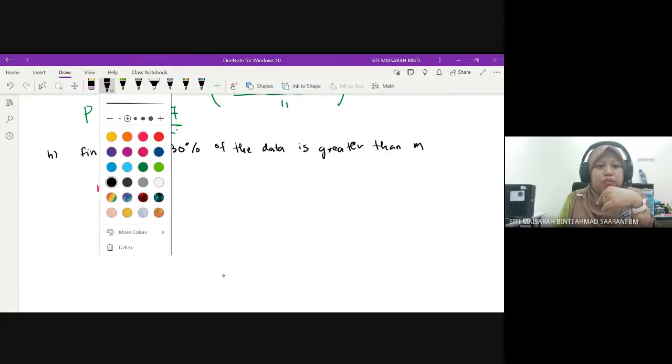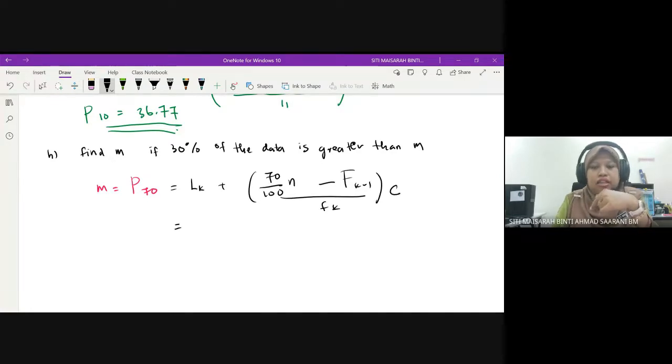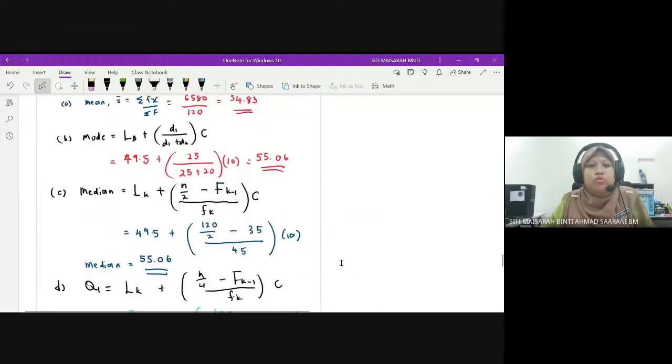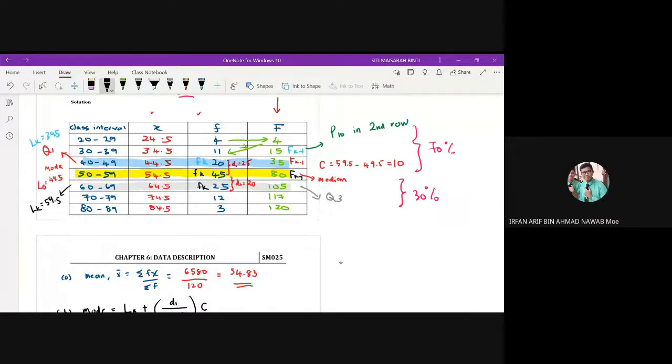So the formula for P70 is LK plus 70% and minus FK minus 1 over FK multiplied by C. So then, so dia duduk dekat row mana? Which row is for P70? Yang ni awak kena cari. 70 over 100 times 120. So you get 84. 84 suppose is fifth row dia tu. Fifth row.